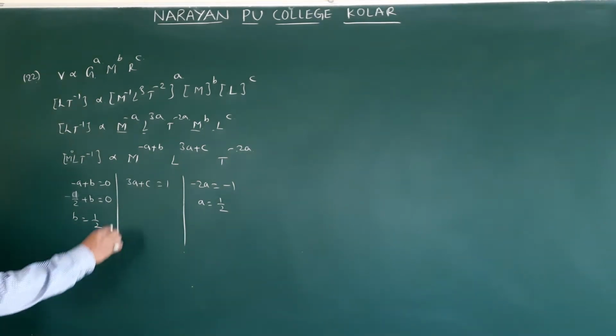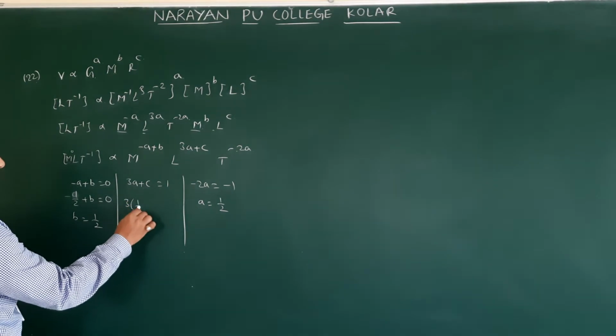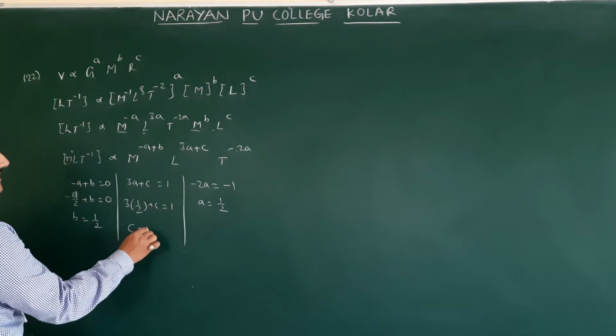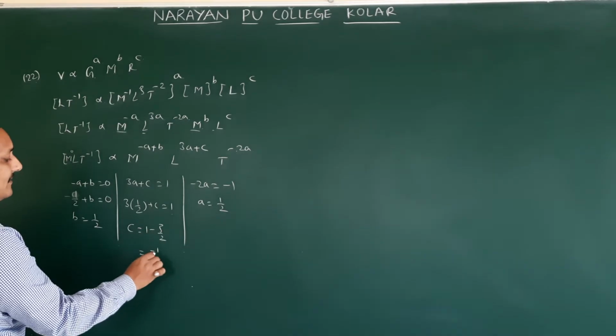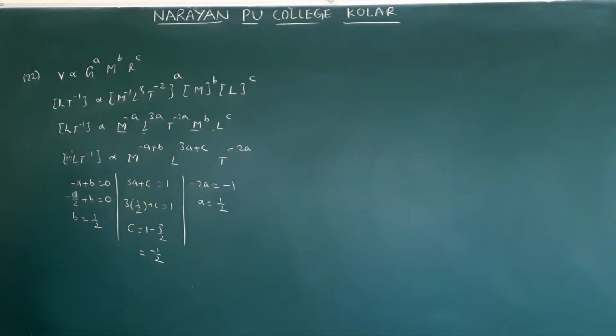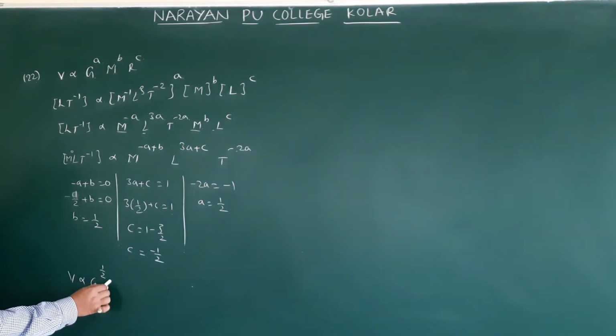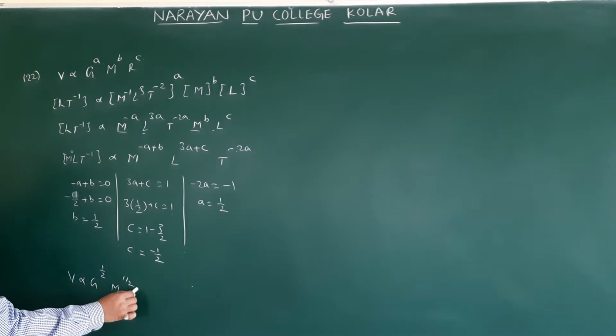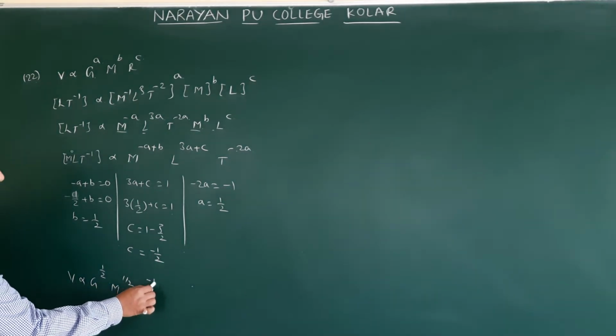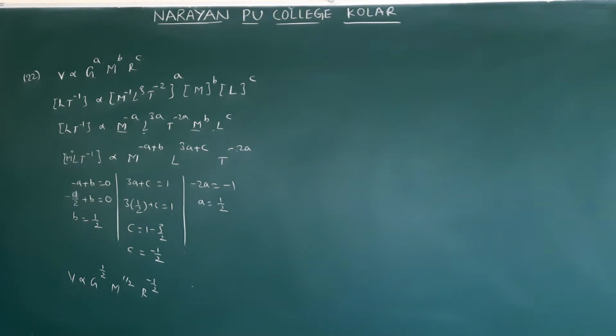So a you got, b you got. Then substitute the a value: c is equal to 1 minus 3 by 2, that is nothing but minus 1 by 2. So now we got the a value, b value, c value. Substitute: V is directly proportional to G power a, M power b, R power minus 1 by 2. So G power 1 by 2, M power 1 by 2, R power minus 1 by 2. Therefore, option 3 is correct.